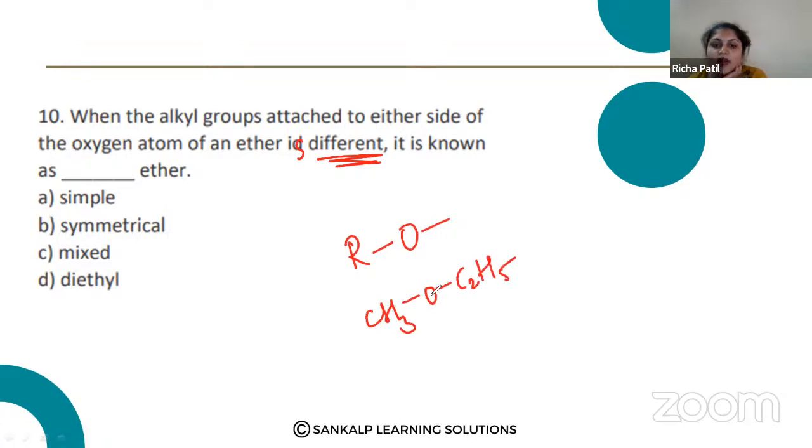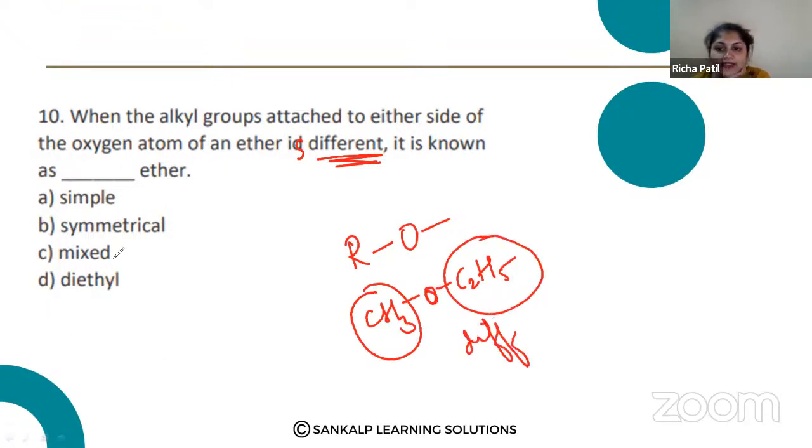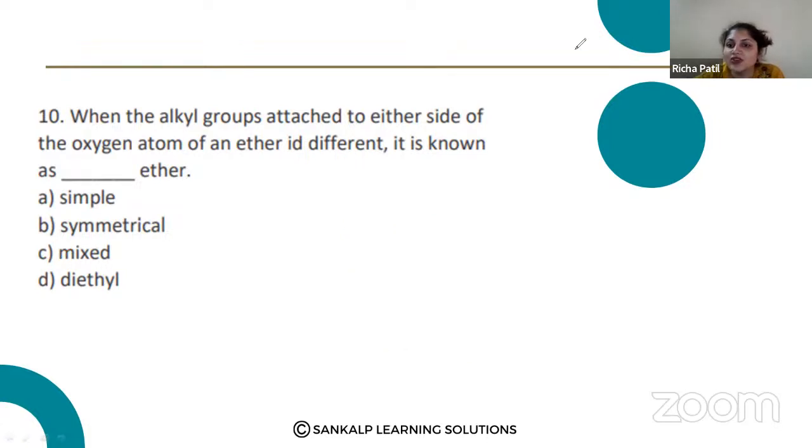CH3O C2H5. Either side of the oxygen atom, these groups are different, right? What is it called? Yes, it is called mixed. When you have the same groups on both sides of the oxygen, it is called symmetrical, or simple. When either side is different, it is said to be asymmetrical or mixed.